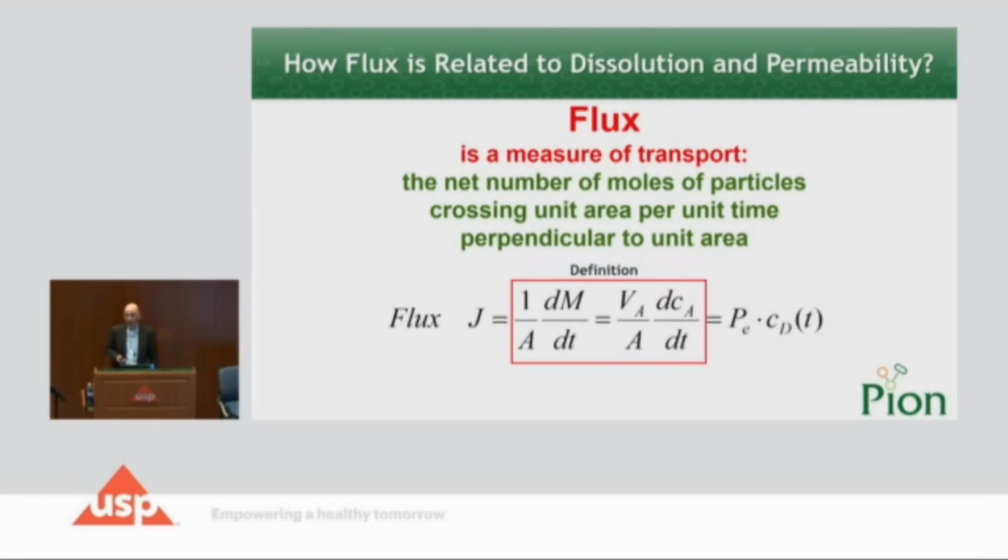So it's a mass of the drug per area per time, but we usually work with concentration. To translate it into concentration, we need to introduce the volume multiplier. From this definition and from Fick's first law, it's actually a product of the effective permeability of the drug through the membranes times the concentration of the drug present in the gastrointestinal tract.